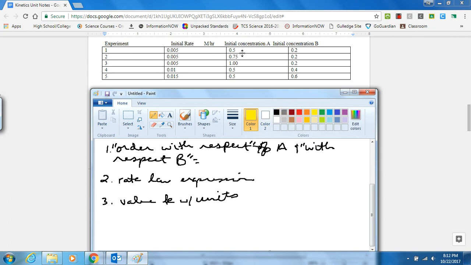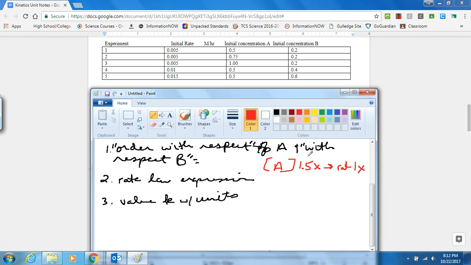So you ask yourself, what is happening? What is this concentration changing by from experiment 1 to 2? Well, my concentration of A is changing by 1.5 times. Does that make sense? If you can't do that math in your head, all I would say is 0.75 divided by 0.5, and you would get the answer 1.5. Now, what's happening to my rate? Well, my rate is not changing at all. So if my rate's not changing, then that means it's just 1 times.